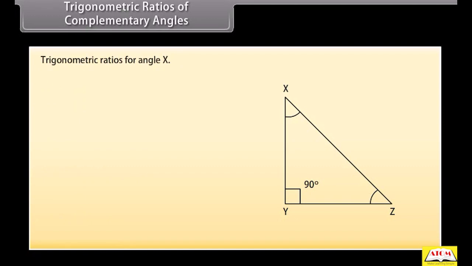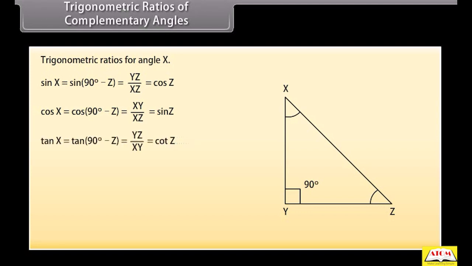Let us now list the trigonometric ratios of angle X. Sine X is equal to sine 90 degree minus Z equals YZ upon XZ equals cos Z. Cos X is equal to cos 90 degree minus Z equals XY upon XZ is equal to sine Z. Tan X is equal to tan 90 degree minus Z equals YZ upon XY equals cot Z.